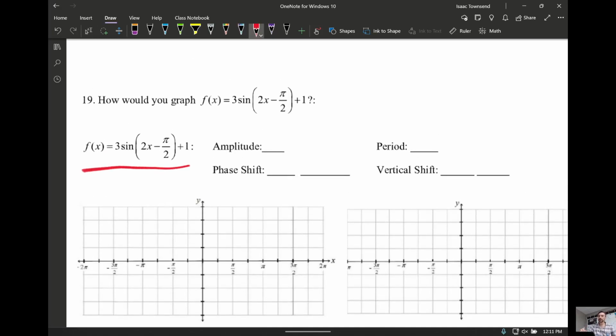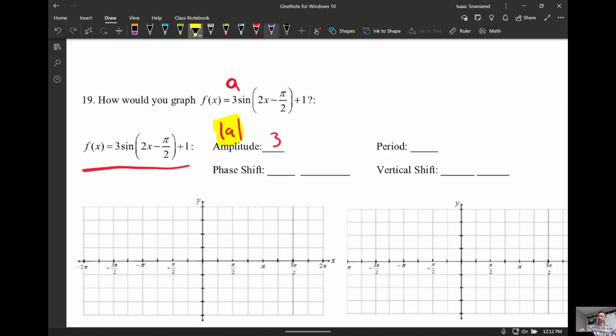So, looking at this graph, what do you think the amplitude is going to be? It should be 3. So you need to write on your notes here. I know you have it elsewhere as well, but amplitude is the absolute value of A, and A is the number being multiplied by sine or cosine.